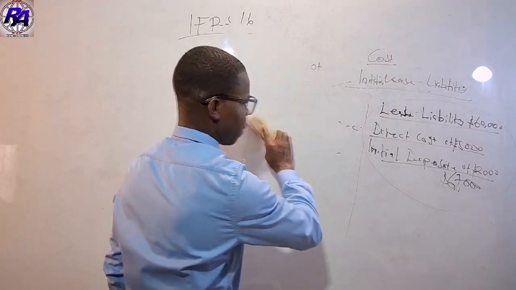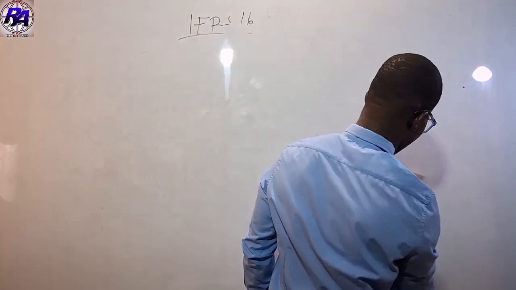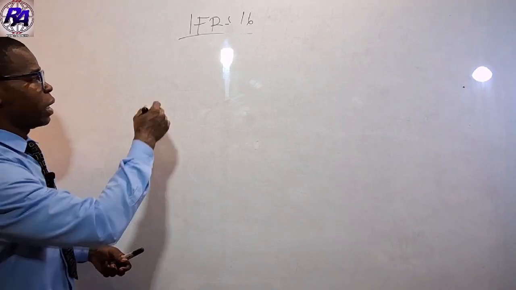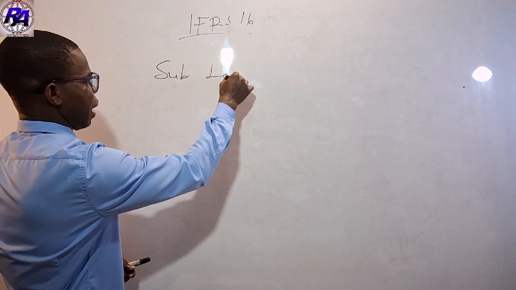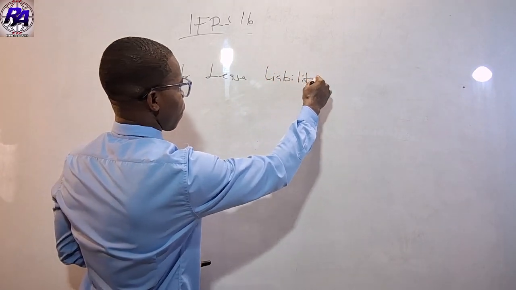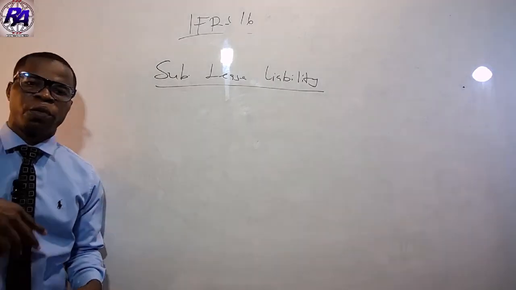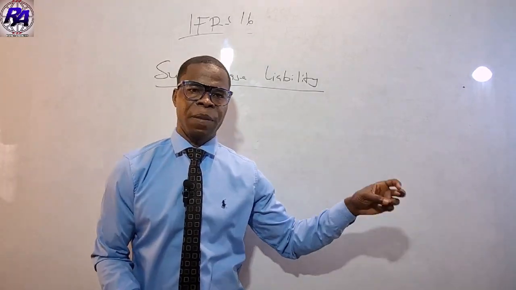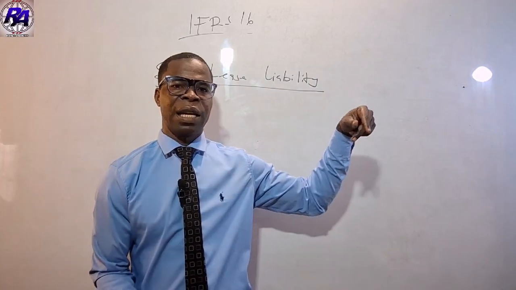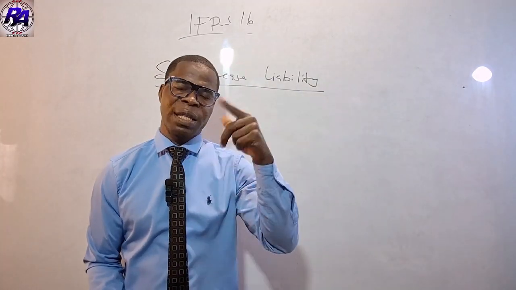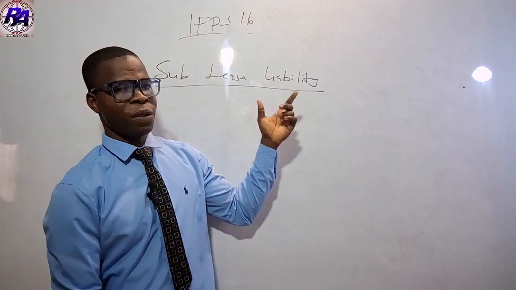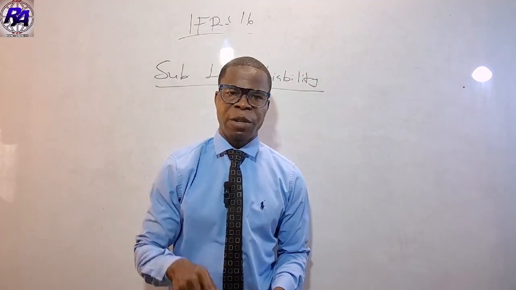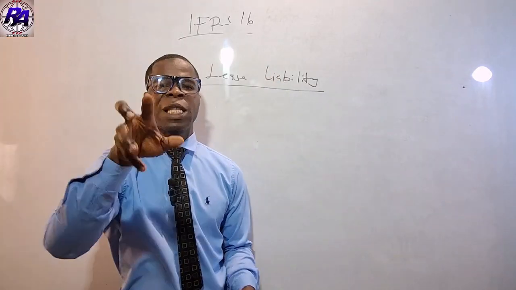Alright, so now let's look at the subsequent measurement of our lease liability. So subsequently, our lease liabilities will be amortized. So you increase the carried amount of the lease liability by the interest rate, and we will decrease the carried amount of the lease liability by the lease payment. So one is increasing it and one is reducing it. And we have to amortize our lease liability. And this amortization depends on whether the lease payment is in advance or the lease payment is in arrears.